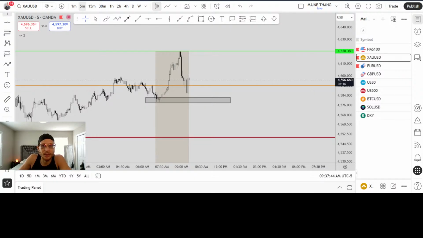This was Tuesday. Again, correction. Now we start to see structure break. Boom, boom. Structure break during the New York session, New York open. Creating that higher high, higher low. Boom. Add a second opportunity. Higher high, higher low. Boom.